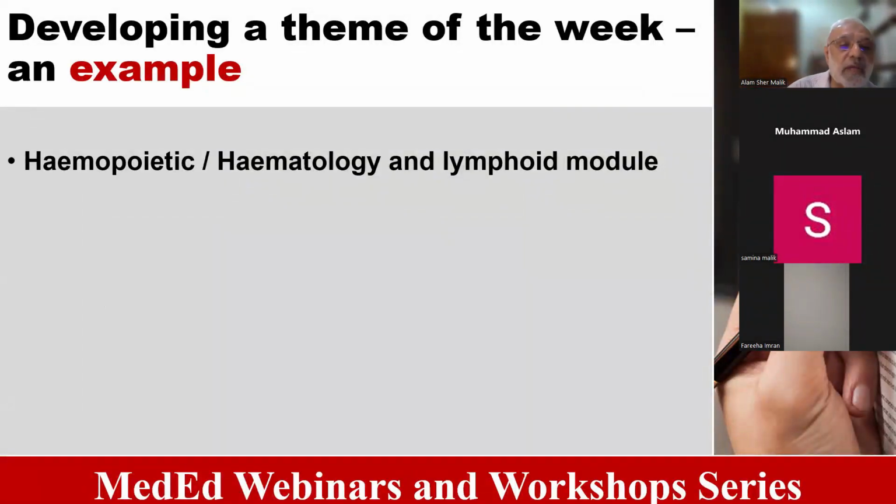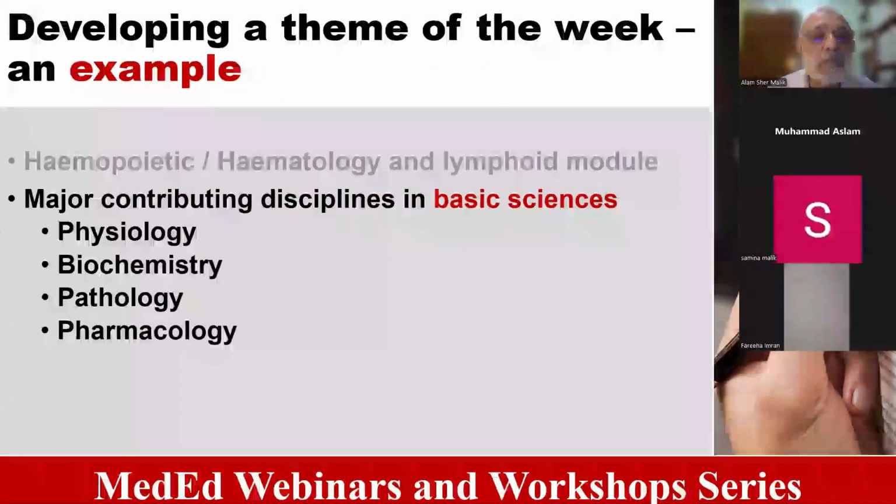Of course, all the disciplines would have a contribution, but we know that different disciplines have different levels of contribution in different modules. For example, in musculoskeletal, anatomy would probably be the main contributor. In the hemopoietic and hematology module, the major contributing disciplines may be physiology, biochemistry, pathology, and pharmacology. So what we do is request these 4 disciplines to list down their 3 topics which they want to start with, or the initial 3 topics.